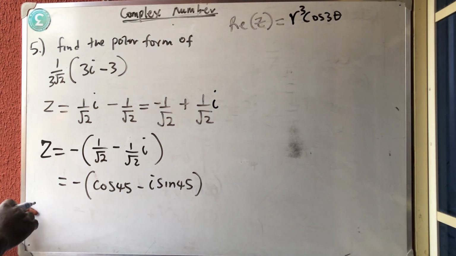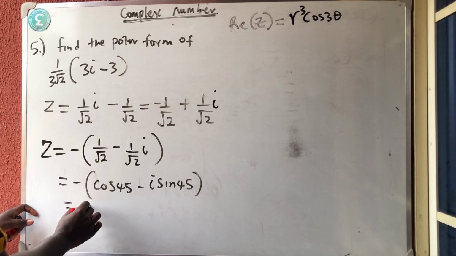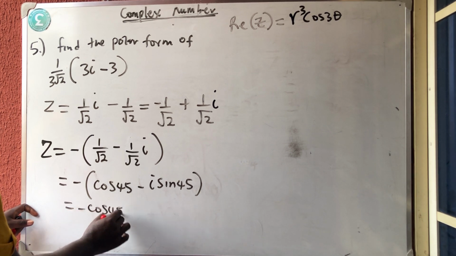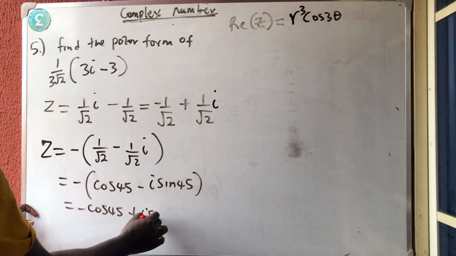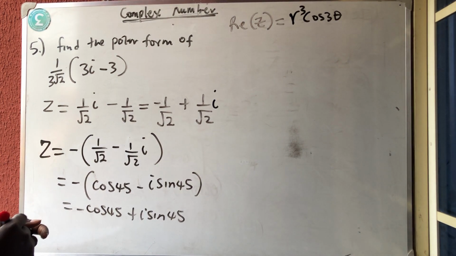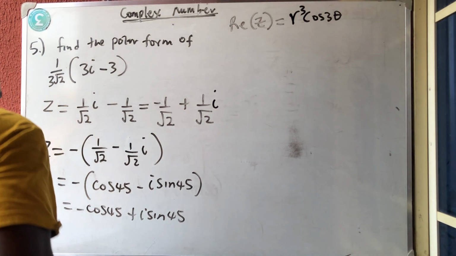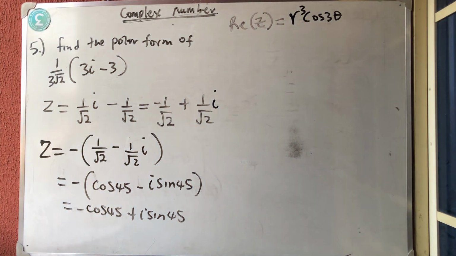So what am I having? The polar form is going to be minus cos 45 plus i sin 45. Okay, did we check where we are supposed to check the quadrants? We did not remember the quadrants, so let us check the quadrants.